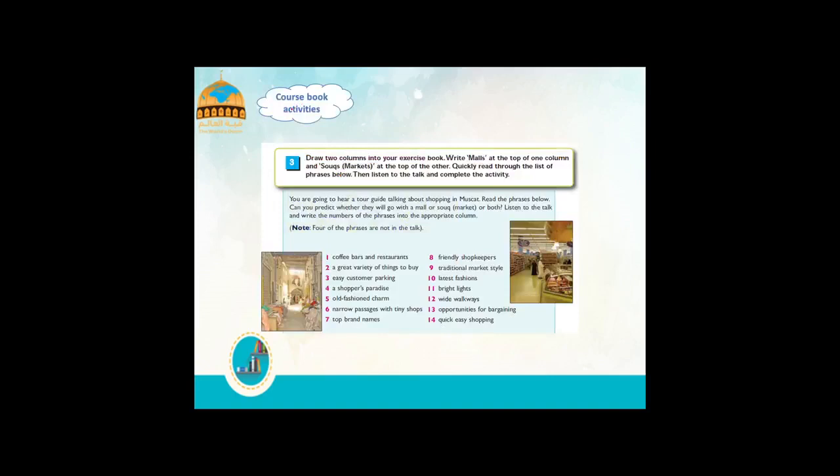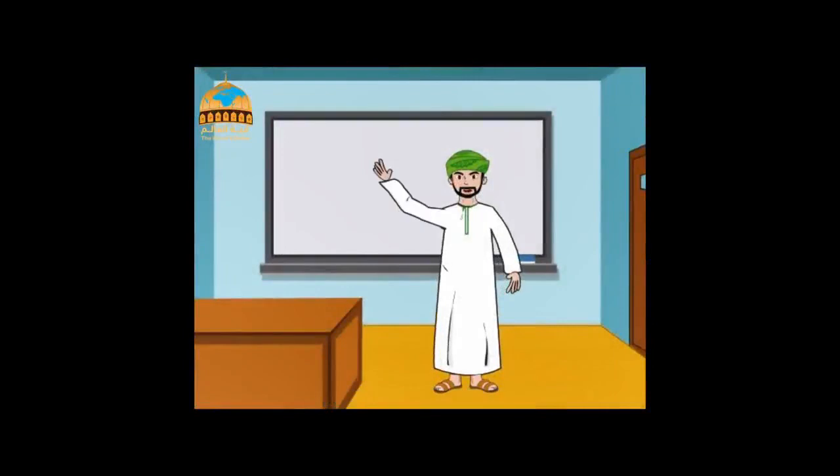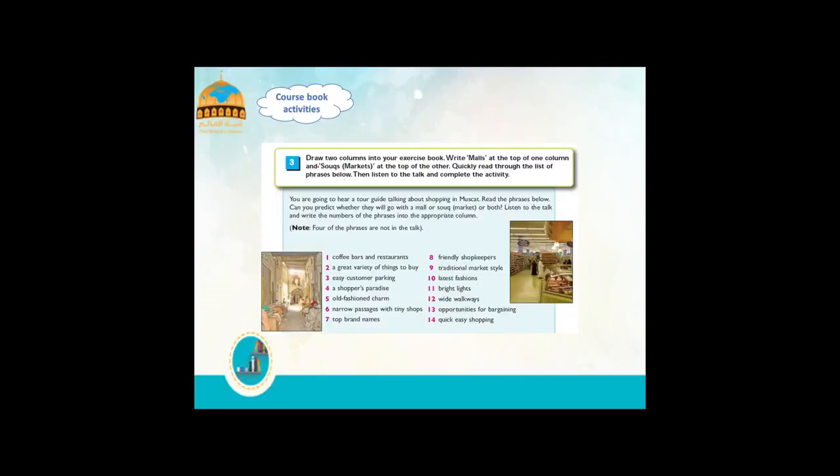Now, dear students, let's talk about this lesson in detail. Activities in your course book: draw two columns in your exercise book. Write malls at the top of one column and souks, markets at the top of the other. Quickly read through the list of phrases below. Then listen to the talk and complete the activity. Here is what I've said before: you have to read the instructions carefully. You have to know what's required from you.